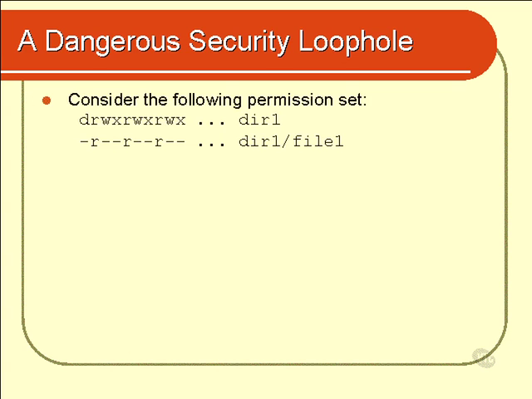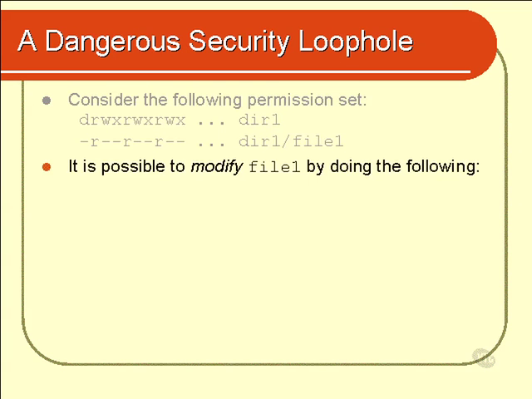Consider the following permissions. I've got a directory called dir1 and it has full permission. And inside dir1 I have a file called file1, which is read-only. Nobody can modify that file. Or can they? I assert to you that it is possible to modify that file. Can you think how I might do it?